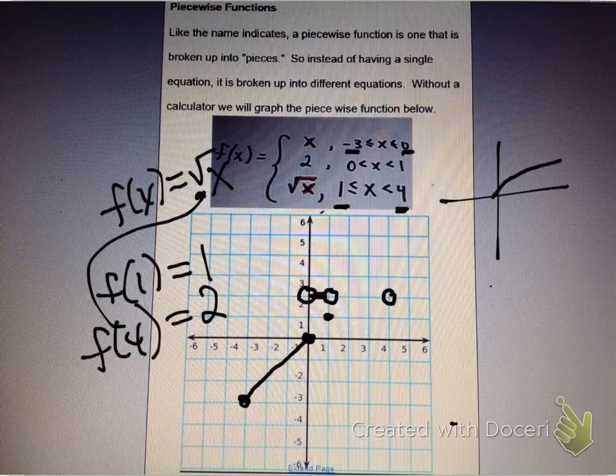Alright, so I'm going to connect these with a little bit of a curve because I'm looking at this interval from 1 to 4. You see how it's slightly curved, so I want a nice slight curve here. And so that's the graph of this piecewise function. That's how you graph other piecewise functions.